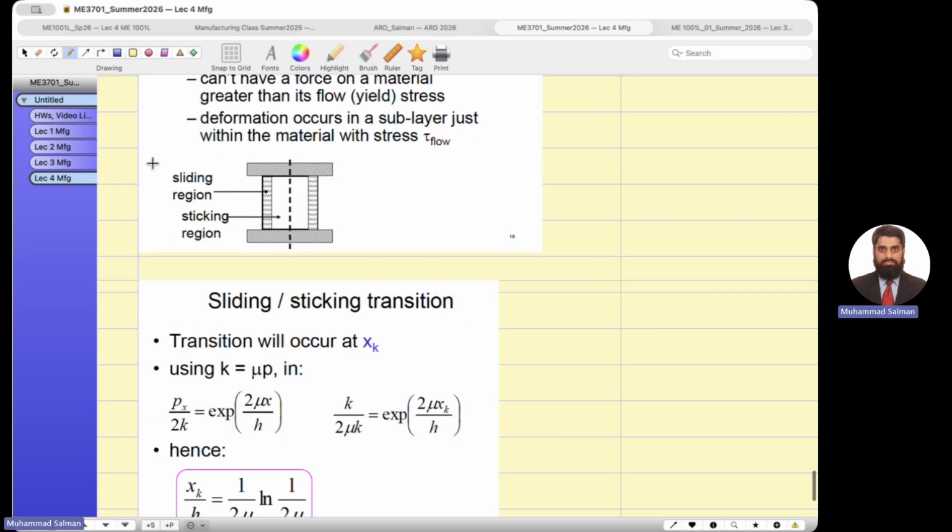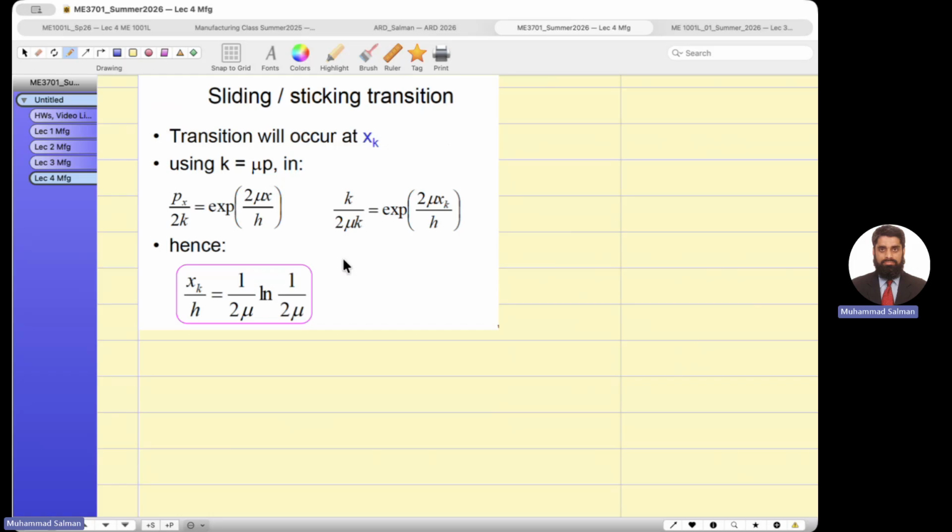This line, you see, this is my 0 to xk. This is my xk. This is my center line, which is W by 2. You see my point, guys? So this xk is the first thing I will do when I see the question: where is it sticking, or is the whole thing sliding, and how will you use this formula?